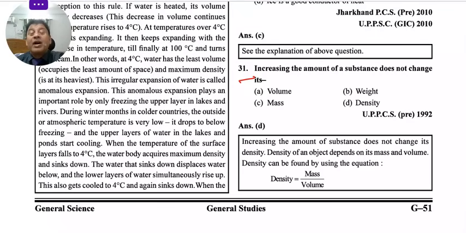Increasing the amount of a substance does not change its... अगर increasing the amount of a substance does not change its, क्या चीज को नहीं बदलता है ये? वॉल्यूम तो बदल जाएगा, वेट भी बदल जाएगा. और डेंसिटी को चेंज नहीं करेगा, क्योंकि डेंसिटी d इज इक्वल टू मास डिवाइडेड बाय वॉल्यूम.